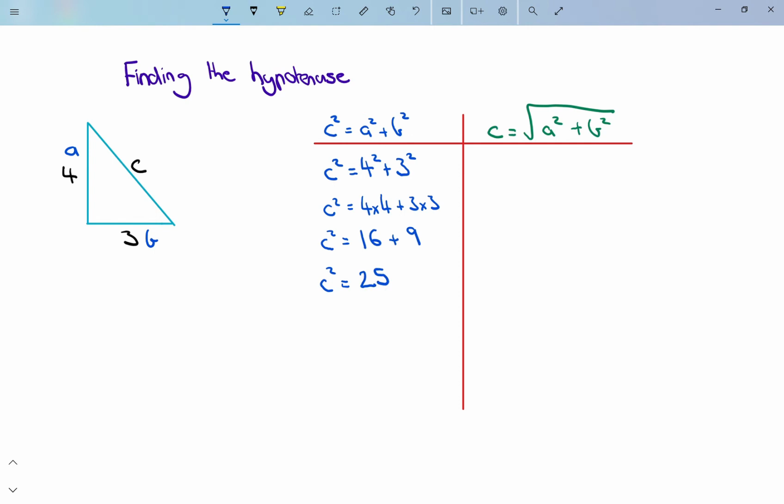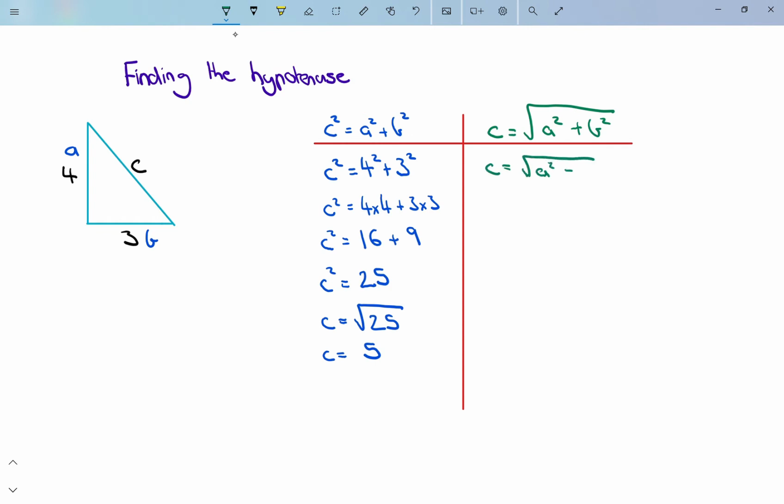Now you can just use the square root function on your calculator to get rid of that squared function. So C equals the square root of 25, C equals 5. Now you don't need to use the square root function if you already know what the square root of 25 is, but if you're in an exam and you want to make sure, you can always use it.